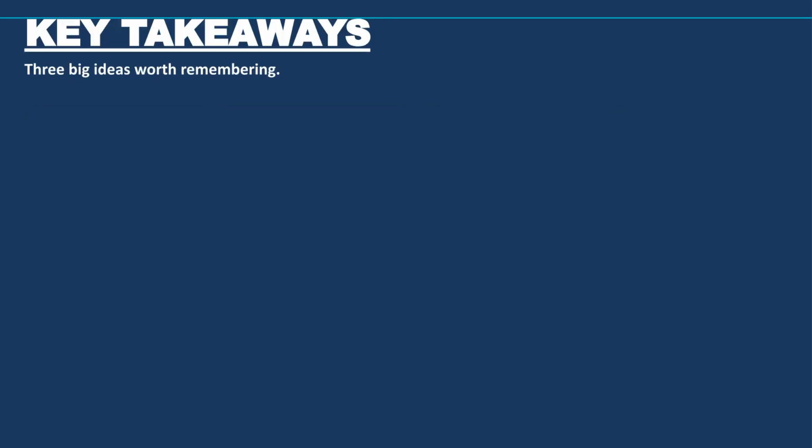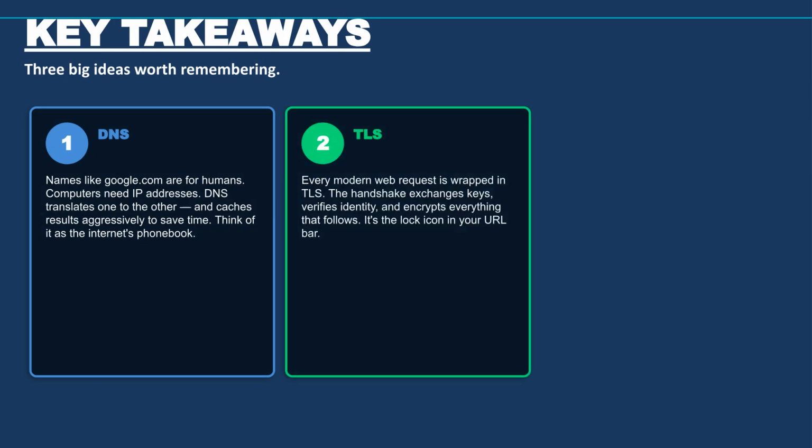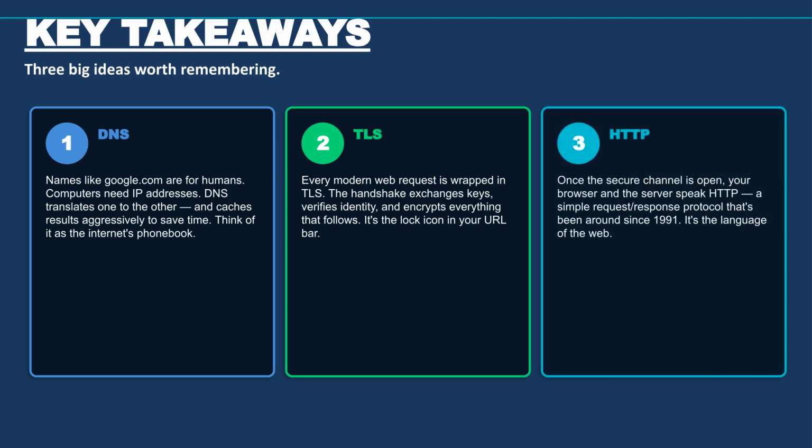To summarize, the 3 key takeaways are DNS, which translates names to IP addresses, TLS, which secures the connection, and HTTP, the simple request/response language of the web. These 3 elements are fundamental to how the internet operates.